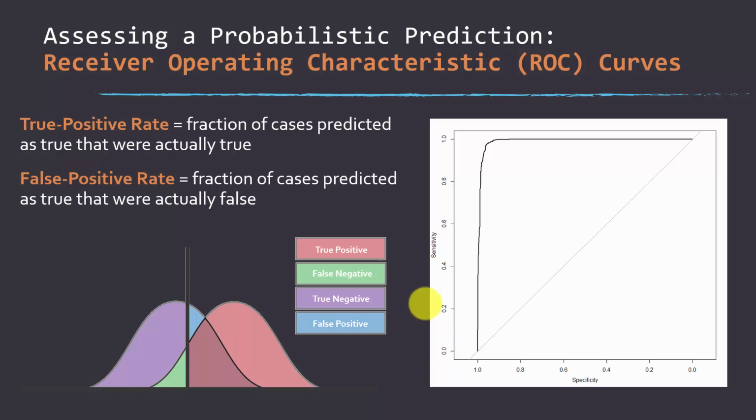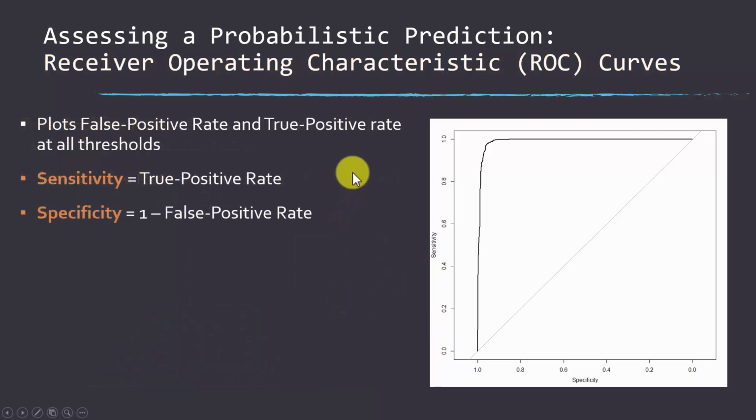So here's the curve. Again, you're looking at specificity, which is your x-axis, and sensitivity, which is the true positive rate, your y-axis. Sorry, I looked at the wrong axis there. So true positive rate on the y-axis, and then your specificity, which is 1 minus the false positive rate.